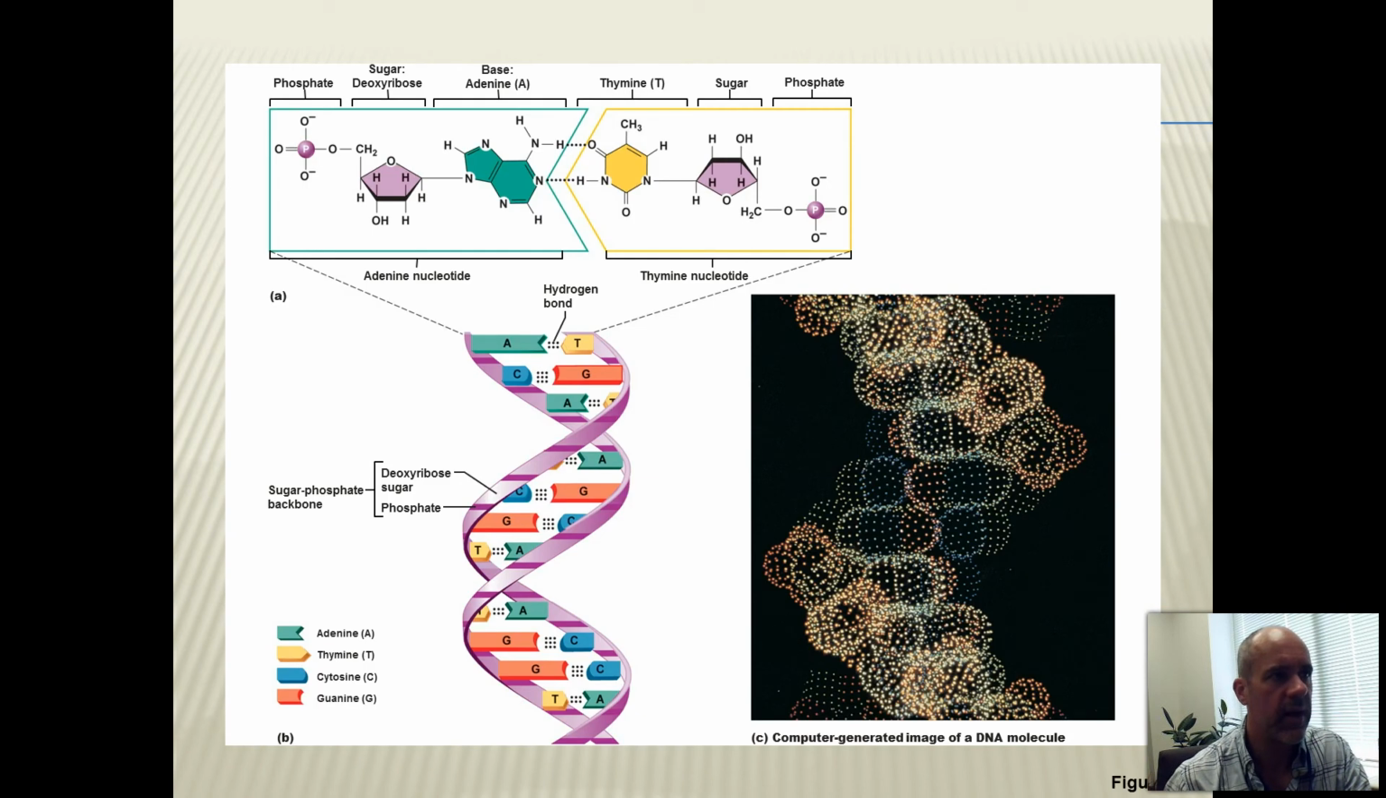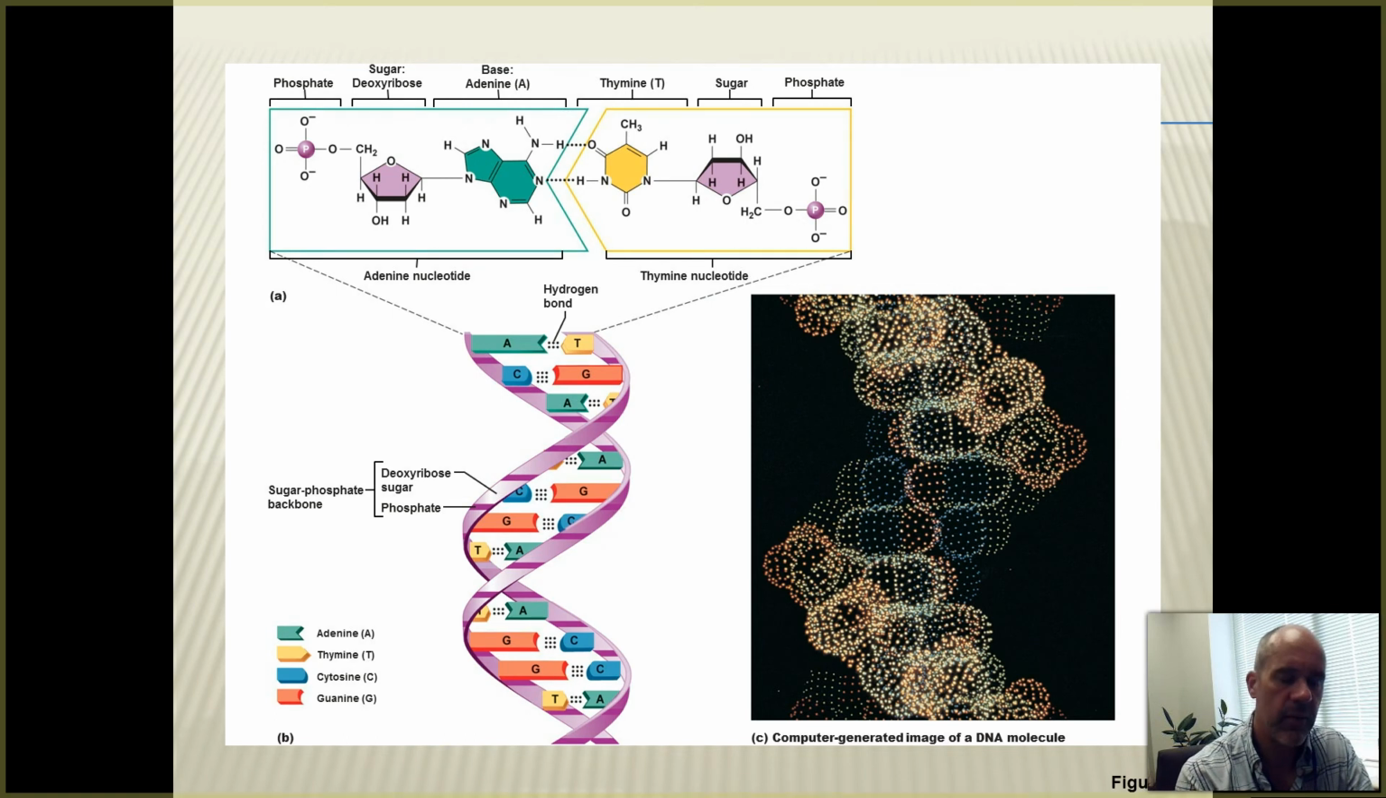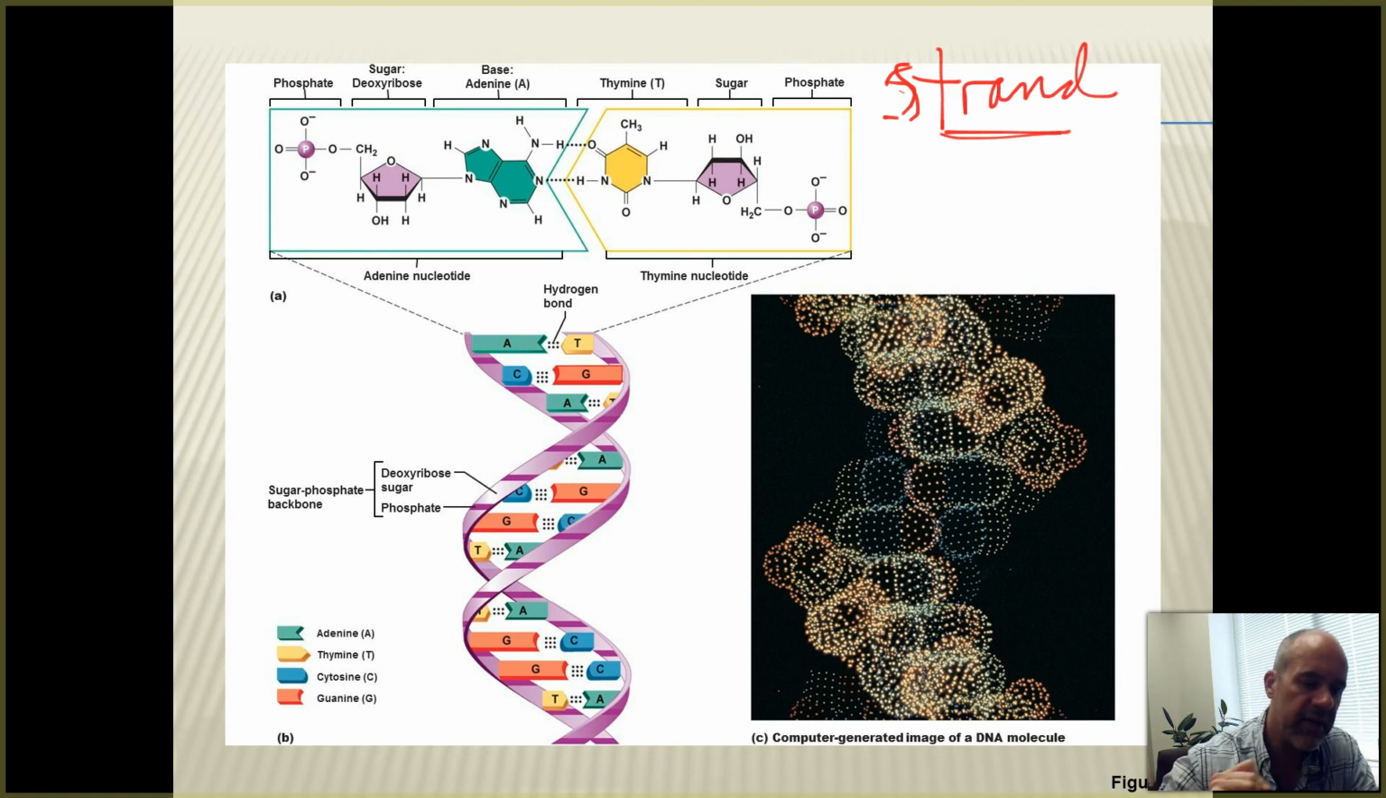All right, here's a closer look at what a DNA molecule looks like. It's a diagram from your textbook. On the last slide we said DNA is double-stranded. So what do we mean by double-stranded? Double means two, and a strand here, a nucleic acid strand, is a chain of nucleotides linked together.